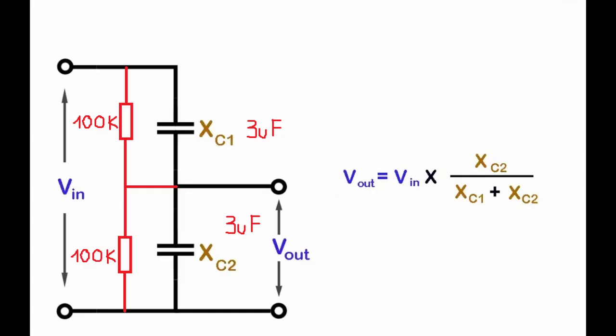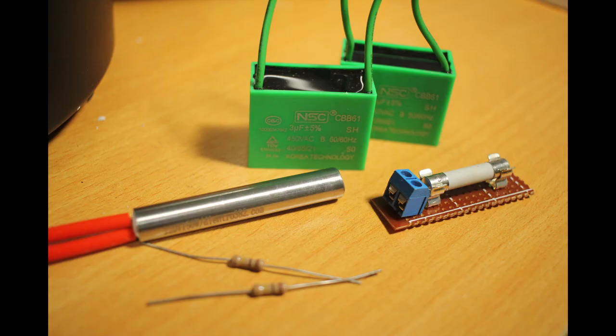For the air pump, I use a capacitor voltage divider to convert from 220 volt AC to 110 volt AC, and two 100K resistors to discharge the capacitor. These are all the components I need. I added a 1 amp fuse in case the capacitor breaks.